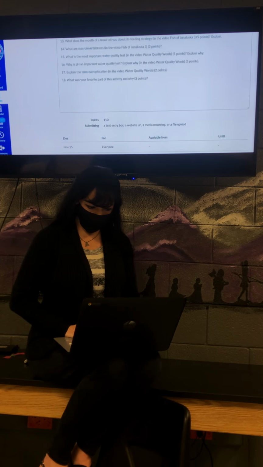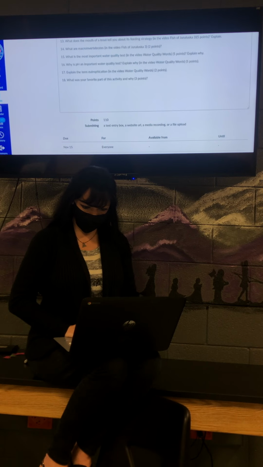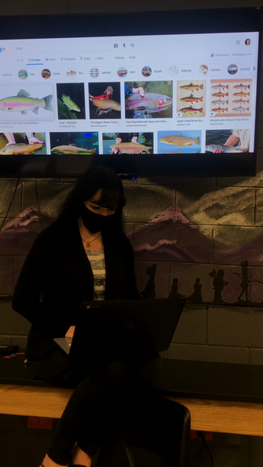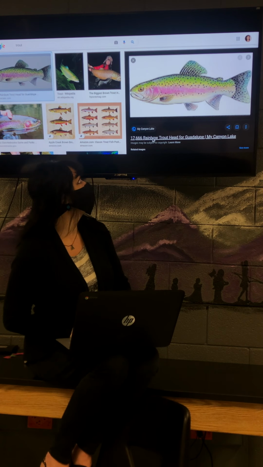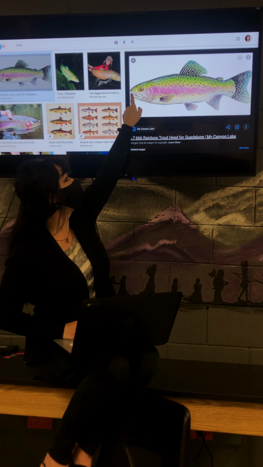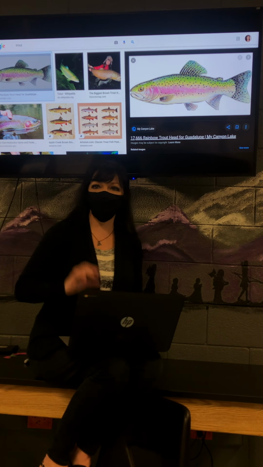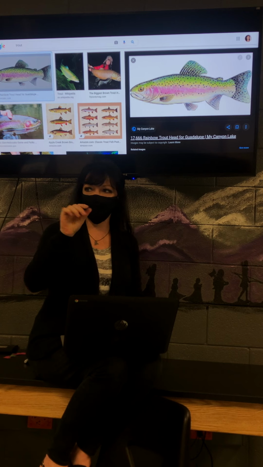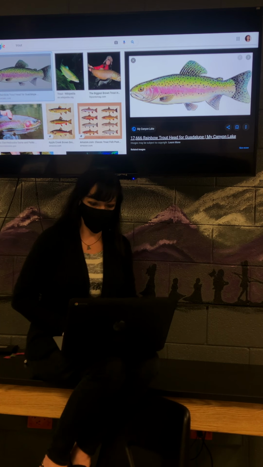Okay, so the next question says, what does the mouth of a trout tell you about its feeding methods? So this would be a trout. Its mouth is straight out in front of it, a little bit turned up, so they're gonna eat stuff that's in front of it or where? Above. Above.